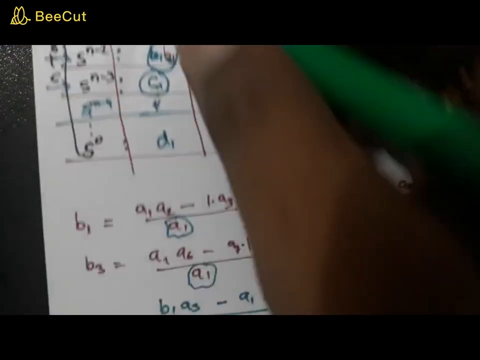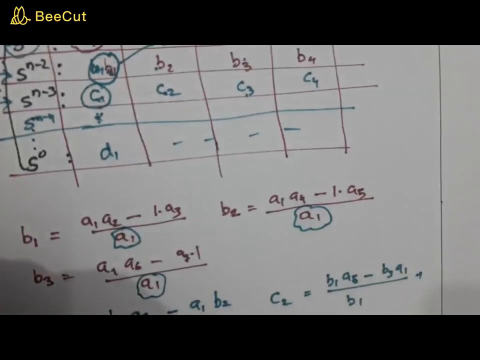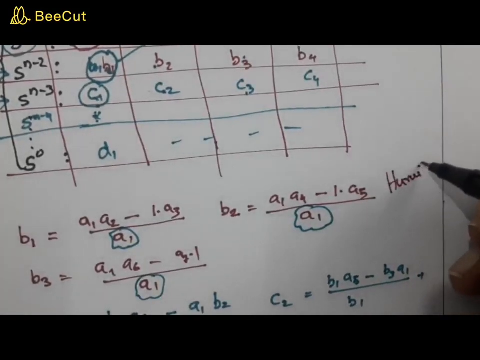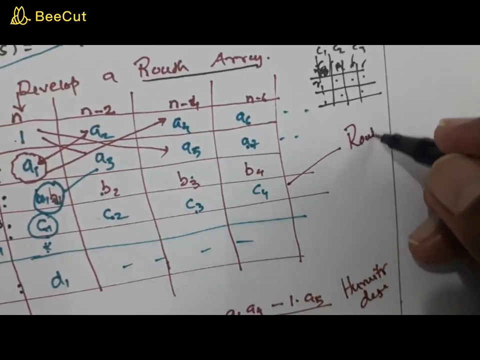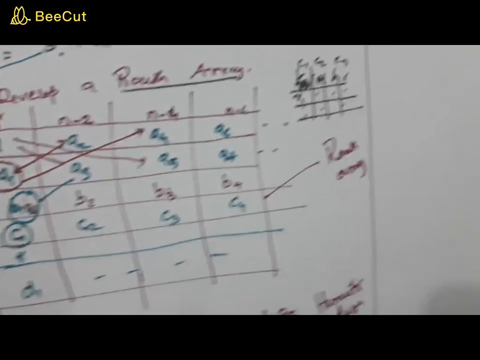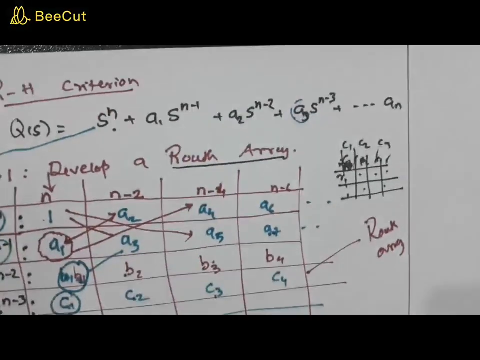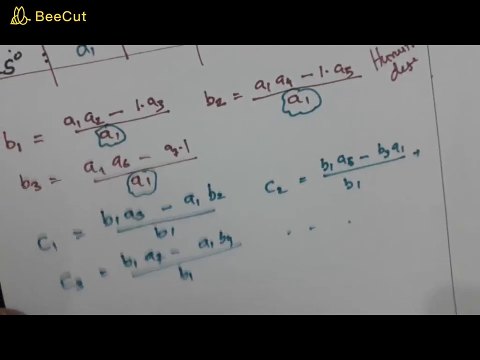This is a kind of determinant that we have solved, and this type of determinant we call the Hurwitz determinant. This array is called a Routh array. That's why the resulting criterion that is to be applied is called the RH criterion. Now we will say what the criterion is.